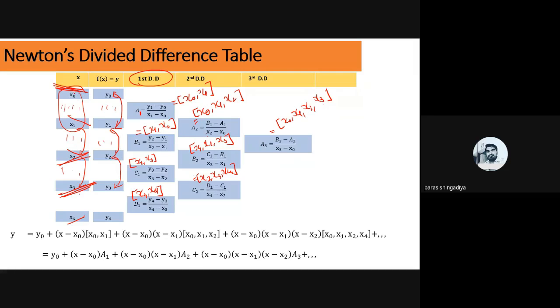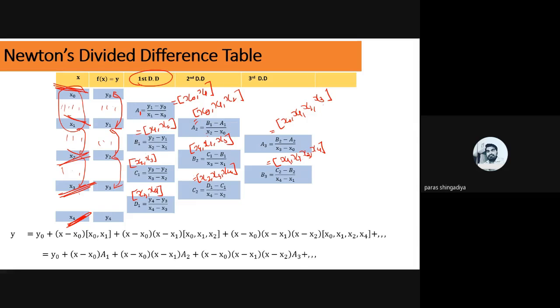And then after that, b3. b3 will be c2 minus b2, divided by the difference x4 minus x1. The range of b2 and c2 is between x1 to x4, so the denominator will be x4 minus x1. You can also write the notation for this one as [x1, x2, x3, x4]. That is the notation of b3, and the earlier one is the notation of a3.